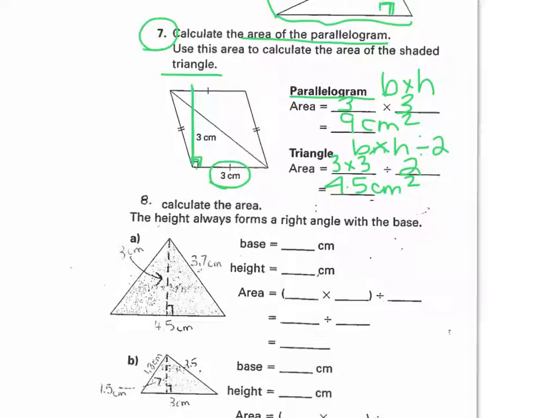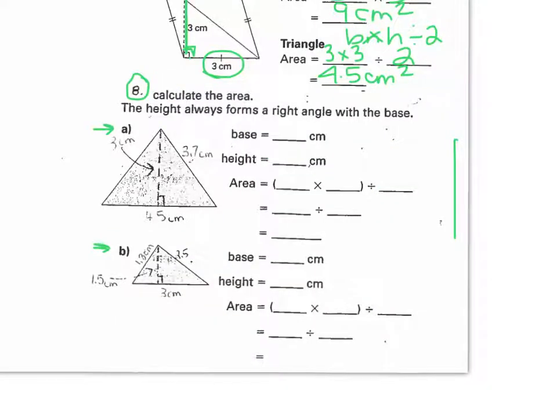You are going to do 8A and 8B. Let's take a look at those. For 8A, you have to identify the base, identify which measurement is the height. Plug in the proper numbers and make sure you have units squared. And the same thing for B. Good luck!